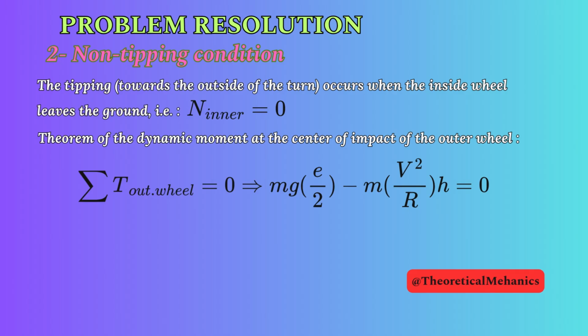Therefore, mg multiplied by half the distance, e divided by 2, minus m v squared over r, the centrifugal force, multiplied by h equals 0. This gives us the tipping speed. It is the square root of g times the radius of the turn r times e divided by 2h.